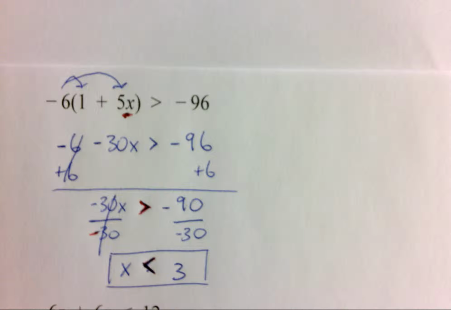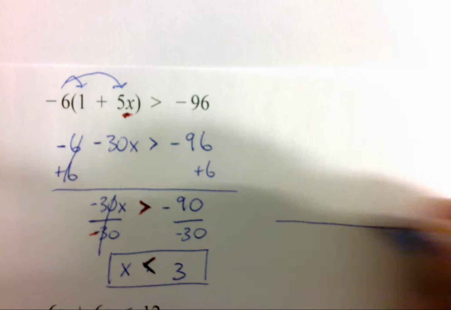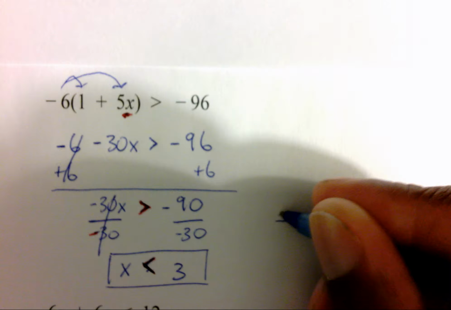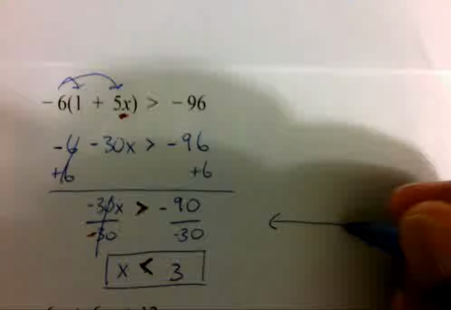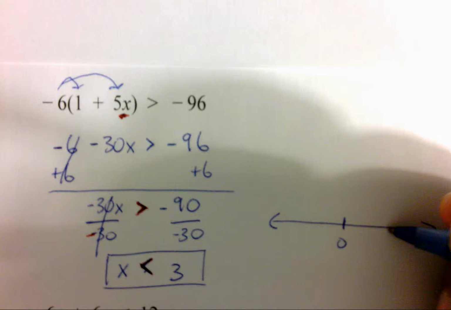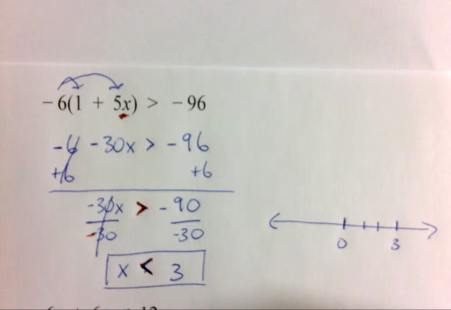Okay, now if I had a number line, I would find the point 3. So let's say here's my 0. 3 would be 1, 2, 3 spaces to the right of 0.